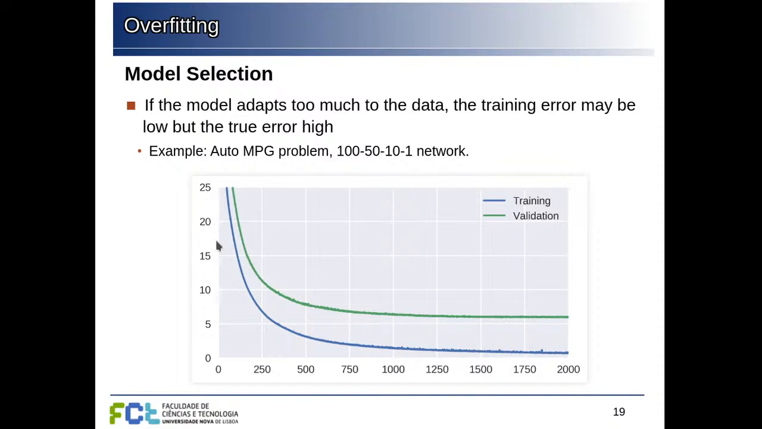So this is the root of the mean quadratic error, in miles per gallon, and we can see that it is giving us a very accurate prediction of the miles per gallon for each car in the training set. However, the error in the validation set is much higher. This means that this network is adjusting too much to the training set, and it's not working very well for the cases that interest us, which are those that are outside the training set.